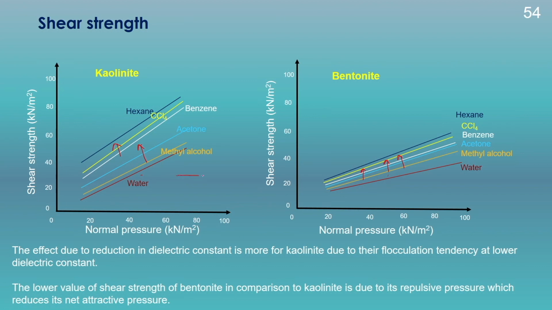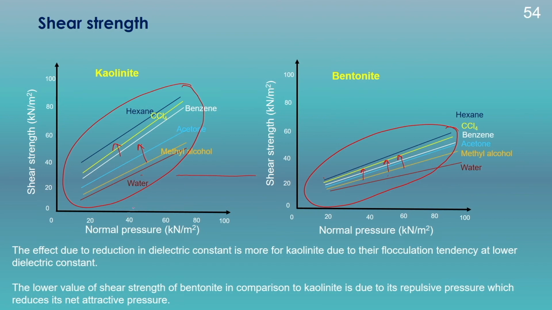But if we compare these two, we could see the change in the shear strength is in quite a narrow range for bentonite, whereas for kaolinite a significant change has been noticed. This change in the behavior of the shear strength between kaolinite and bentonite is again because of their way of arrangement or the net diffuse double layer thickness.